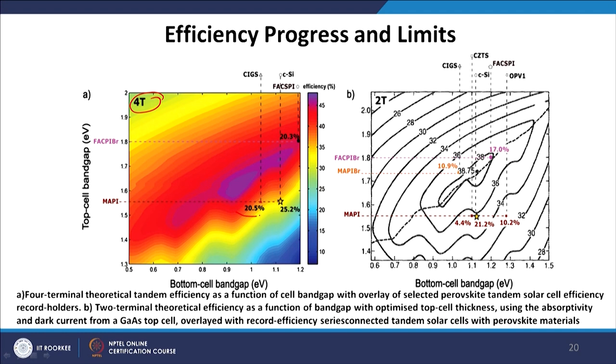Now, it is possible that, if you use something like MAPbI3, CH3NH3 lead iodide solar cell, and if you use something like a FACsPbIBr solar cell, as we go from one band gap to another, if we tune the band gap, this contour map is showing that the efficiency can be tuned over a very broad range.